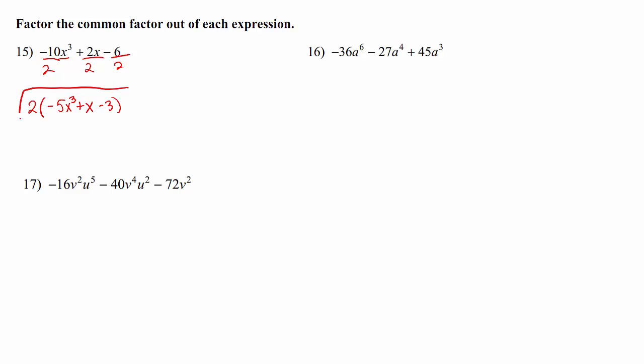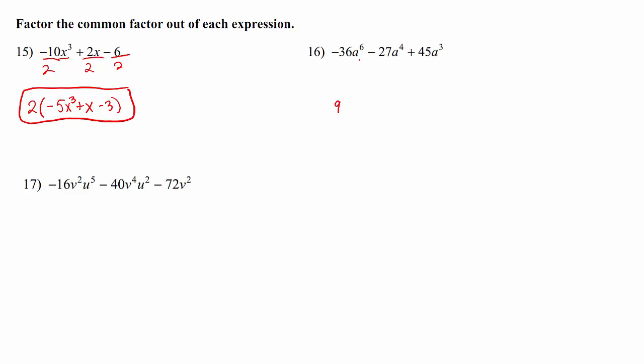This is my answer. I can check my answer by using the distributive property to see if I get what I started with. And that might be super helpful if you're on a test and want to get as good a grade as possible. On 16, if I just look at the numbers to start off, you might be like, oh, 3. I can divide 3 into everything, but there's a bigger number, and we always want to pick the biggest number. So we can divide all of these by 9.